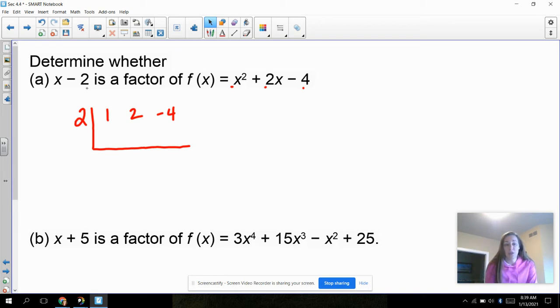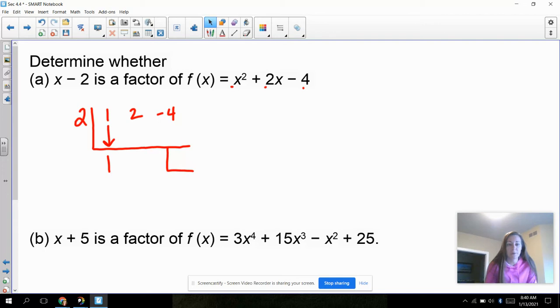What I'm looking for here, because it's asking me to determine whether x minus 2 is a factor, I am going to hope that the remainder, remember, which always happens here in this last column's answer, I am hoping for a remainder of 0, right? That's ideal. If I get a 0 here, then the answer to this question is yes. X minus 2 goes into this polynomial, this quadratic, evenly. So we call that a factor, right? So let's go through and see what we get.